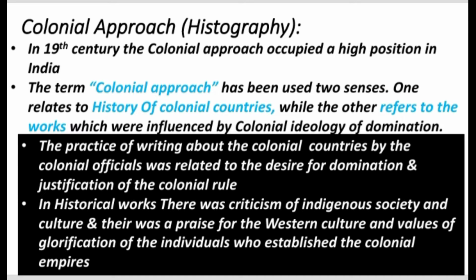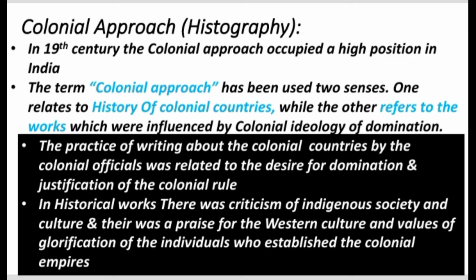For the major part of the 19th century, the colonial school occupied a high position in India. The term colonial approach has been used in two senses. One relates to the history of colonial countries, while the other refers to the works which are influenced by the colonial ideology of domination. It is in the second sense that most historians today write about colonial historiography.